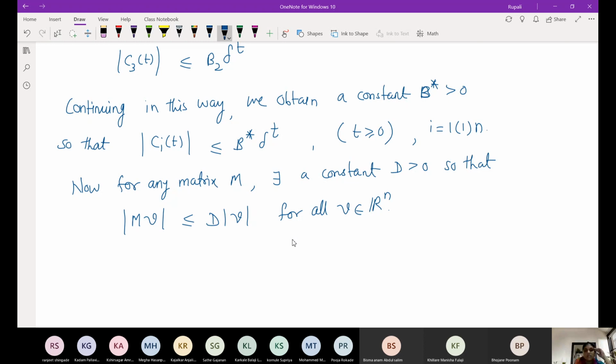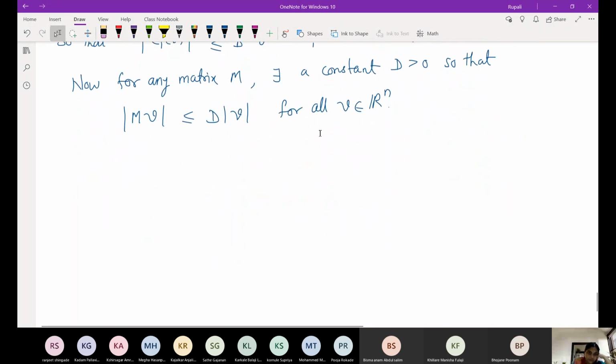In any numerical analysis book, you will find this matrix norm. For any matrix M, there exists a constant d greater than 0, so that, you can say any norm, matrix norm, M times v is less than or equal to d times mod v for all v belongs to Rn. Instead of mod, you can say just matrix norm, where this is the matrix norm.